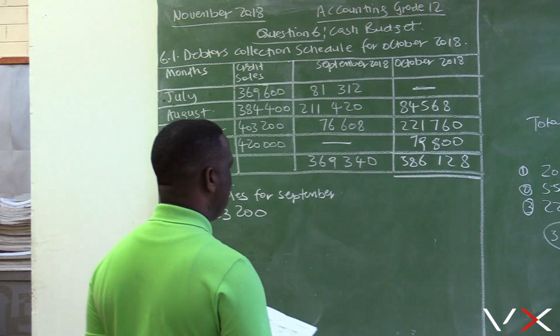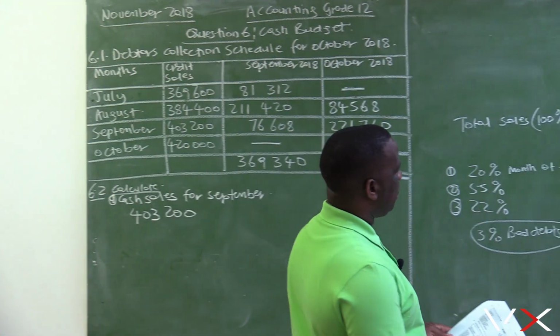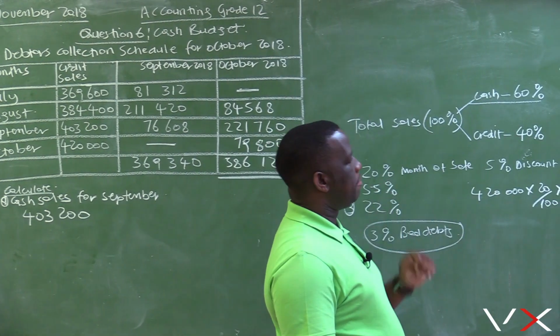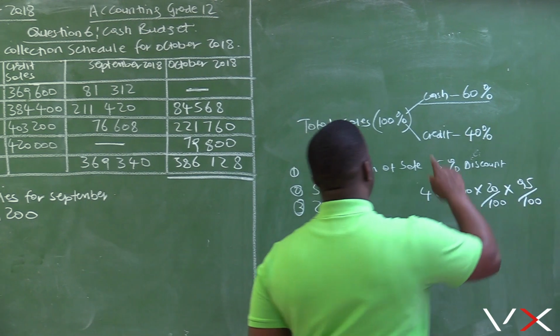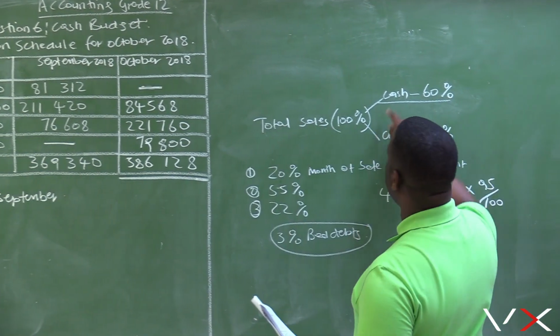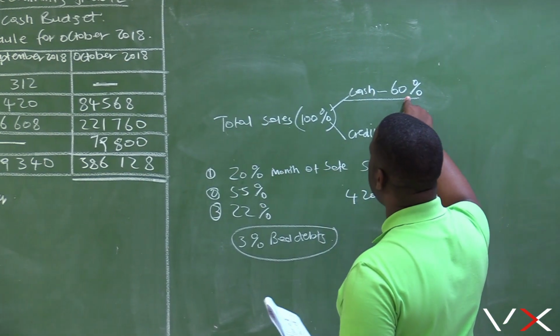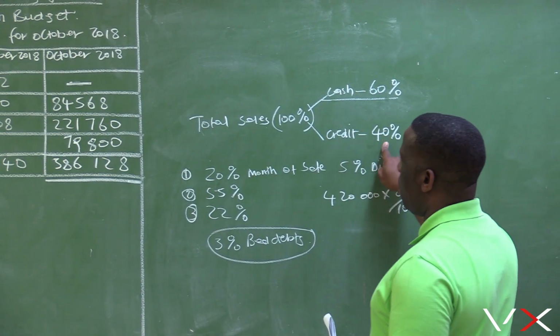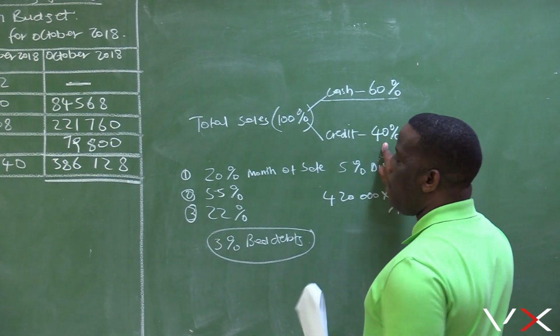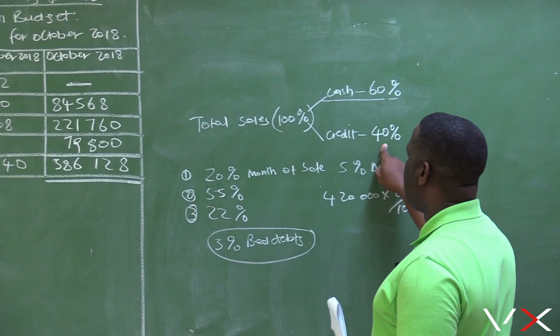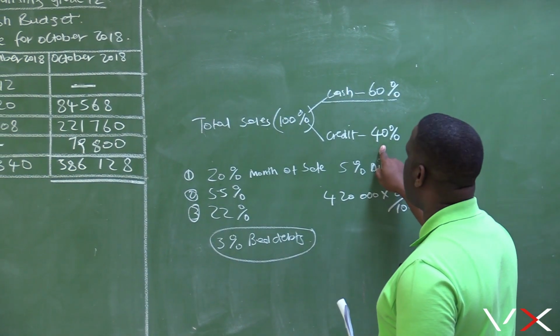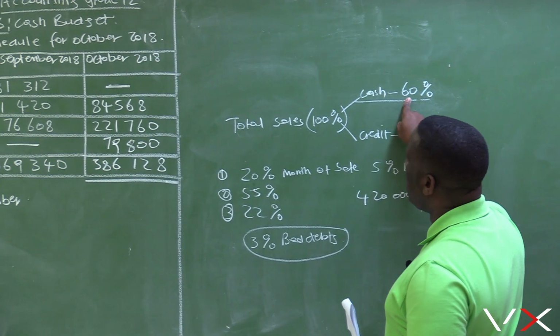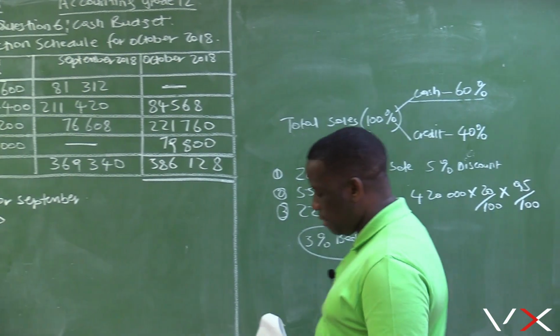for cash sales. Remember, we said total sales is 100%. And if the transaction is telling us that the cash sales is 60%, it therefore suggests to us that the credit sales will be 40%. So the 403,200 given there for credit sales is 40%. And we want to calculate cash sales, which is 60%.